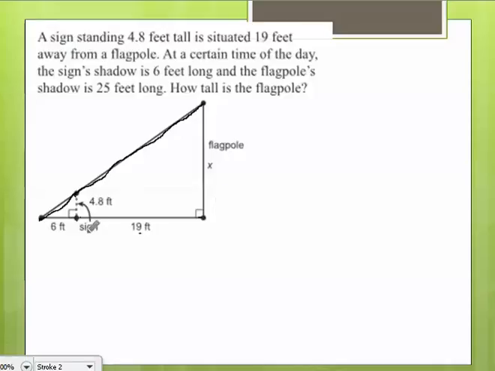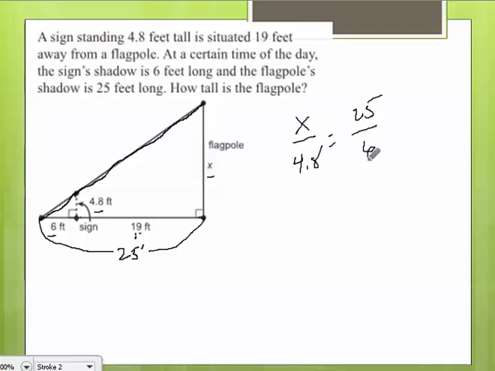Now the problem is, this is a triangle situation. Okay? And so we need to make certain we're using the sides of a triangle. So 6 and 4.8 are the sides of a triangle. 6 is the side of that small triangle, but 19 feet is not the side of this triangle. We've got to add the 6 onto it to get 25 feet down here as the whole side of the triangle. And you've got to use that whole side of the triangle to make this work correctly. Okay? So we're going to say that x over 4.8 is going to be equal to 25 over 6.